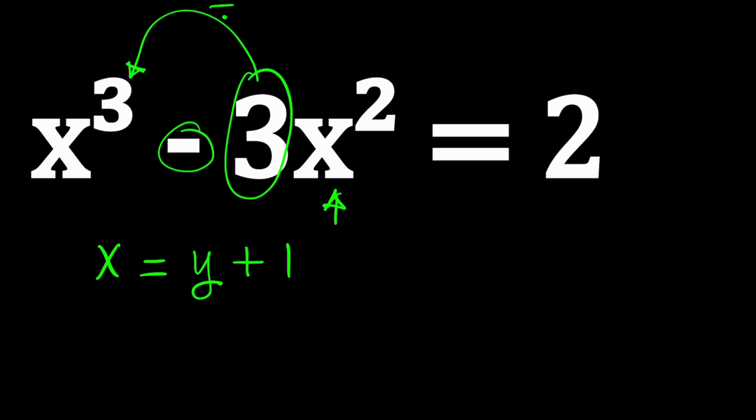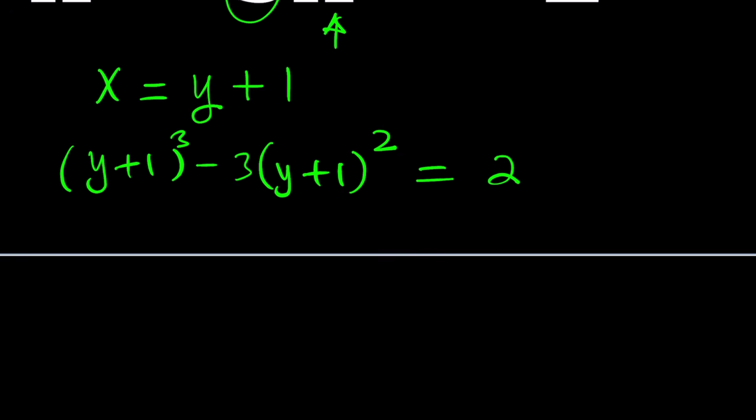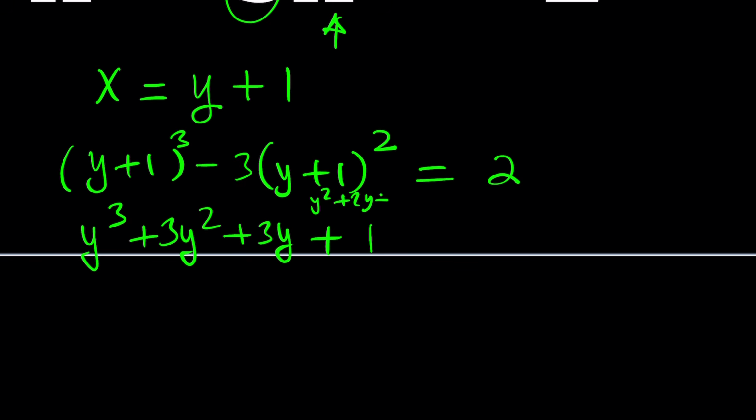So let's go ahead and do this. This is fun. Replace x with y plus 1: (y plus 1) to the third power minus 3 times (y plus 1) to the second power equals 2. Now we're going to expand it. Hopefully from the binomial expansion, you know that this is y cubed plus 3y squared plus 3y plus 1. And then y plus 1 squared is y squared plus 2y plus 1, and multiplying that by negative 3, you get negative 3y squared, negative 6y, minus 3, and that is equal to 2.